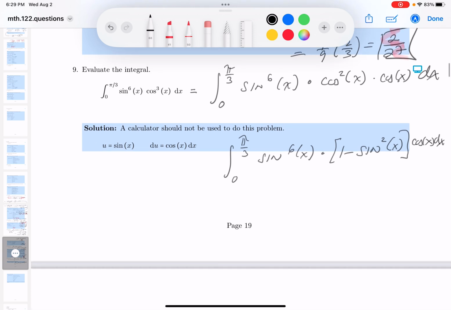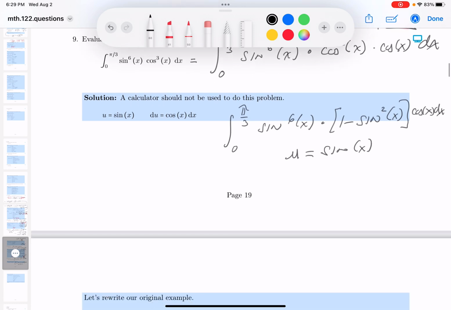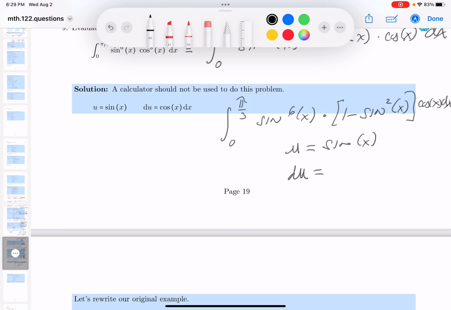I am going to say u now is sine. All right, so what's du? Well, that's the reason I'm doing it, because I kind of see that. I'll do the limits in a second, but you're going to get u to the 6th power, 1 minus u squared, and then cosine x dx is just du. I got to do the limits now.